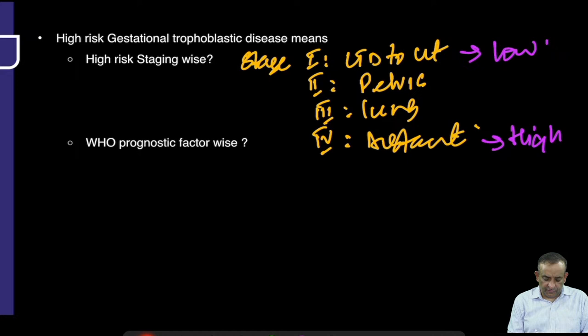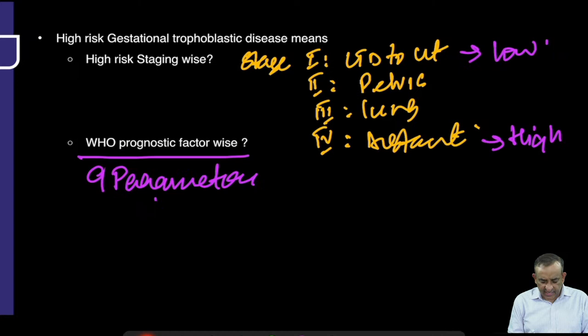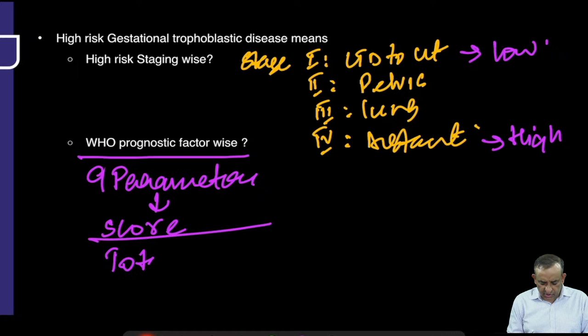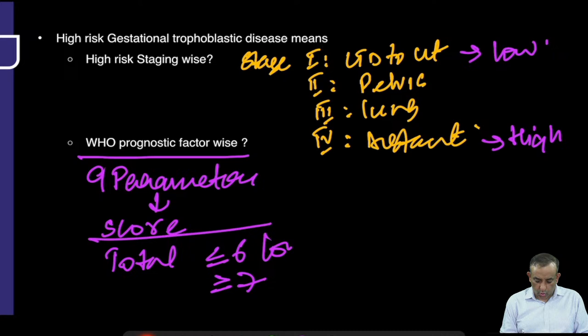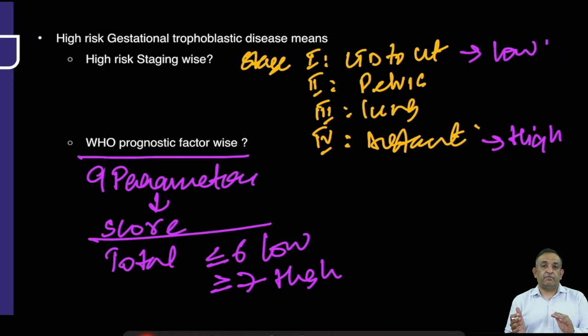Now, WHO prognostic factors, there are 9 parameters, and each parameter is given a score. So a total score less than or equal to 6, and more than or equal to 7. This will be easier for you to remember. So less than or equal to 6 is low risk, and more than or equal to 7 is high risk. So what are these 9 parameters? Like, what is the blood group? B blood group is worse prognosis.